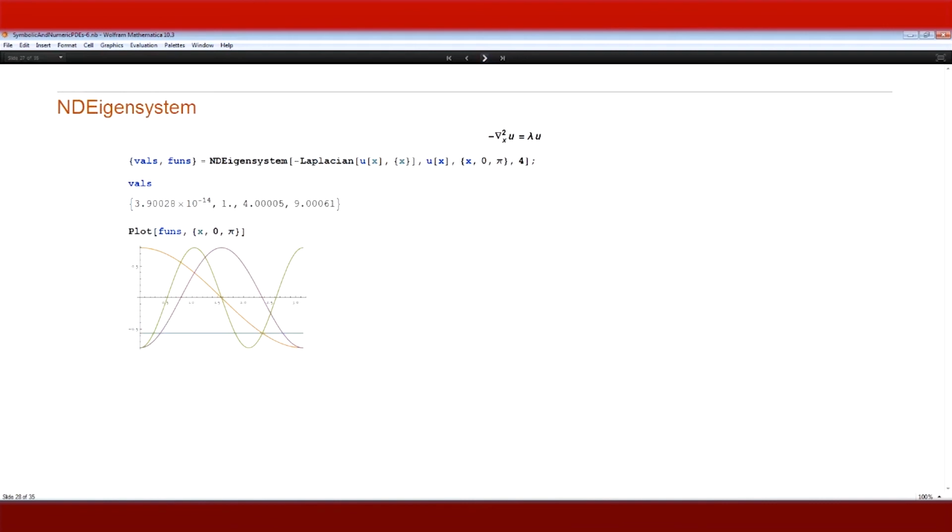Here's a simple example. Let's look at the negative Laplacian. To do so, we use the function NDEigensystem. Minus Laplacian of u, u is the dependent variable and x is the spatial coordinate, and in the region of x from 0 to pi, and we'd like to compute 4 eigenvalues and 4 eigenvectors. Those are returned in vals and funs. The vals are depicted below, and those are the 4 eigenvalues computed for this system. Plot shows the visualization of the eigenfunctions.